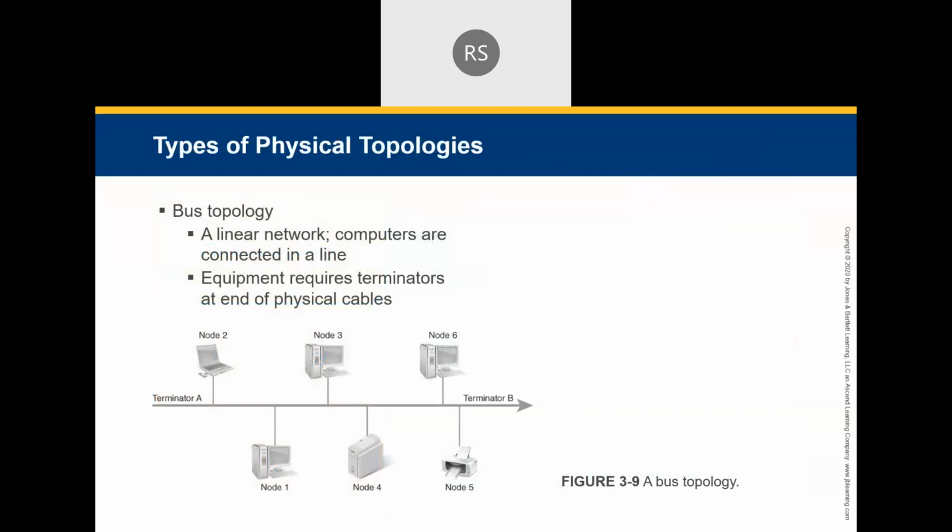So now we're going to look at a couple different types of physical topologies. First, we'll look at the bus topology. This is a linear network where the computers are connected on a line. Some characteristics of this network is that it shares a single communication line, and it requires terminators at the end of the physical cables to prevent signal reflection. So this is like a straight road where computers are placed along that route. Data travels along the single road, and terminators act as the stop signs at each end to prevent any issues.